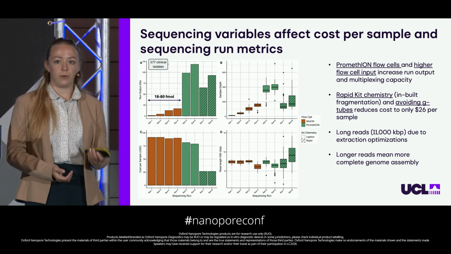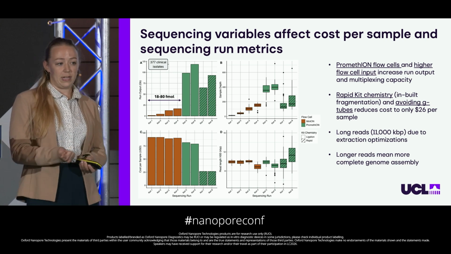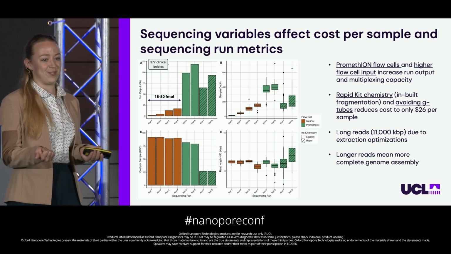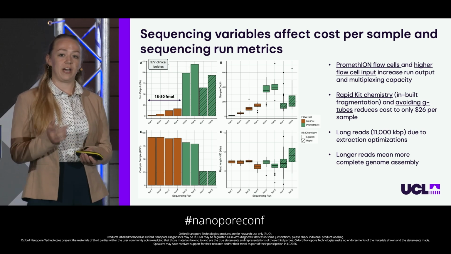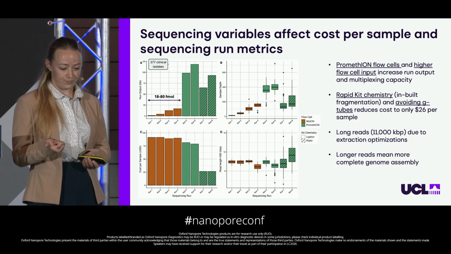Our cost per sample was massively decreased when we switched to that rapid kit, partly because we didn't need to buy those expensive NEB enzymes that people might be familiar with using ligation, but also because we could get rid of using this expensive $30 fragmentation tube.